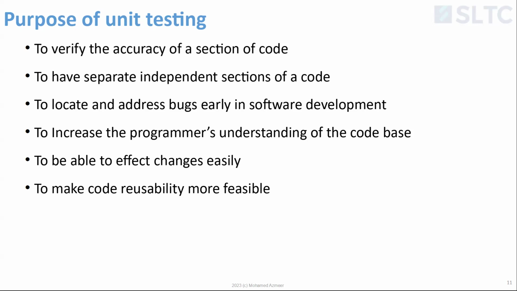And then number two is to have a separate independent section of code, right? So since you're testing a piece at a time, it also becomes easier when you're testing it. And since you have access to the source code, it is also very easy to locate and find the bug as well.